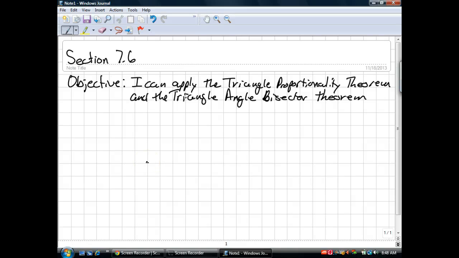Section 7.6. Our objective today is I can apply the triangle proportionality theorem and the triangle angle bisector theorem. First of all, we want to define what we mean by divided proportionally.